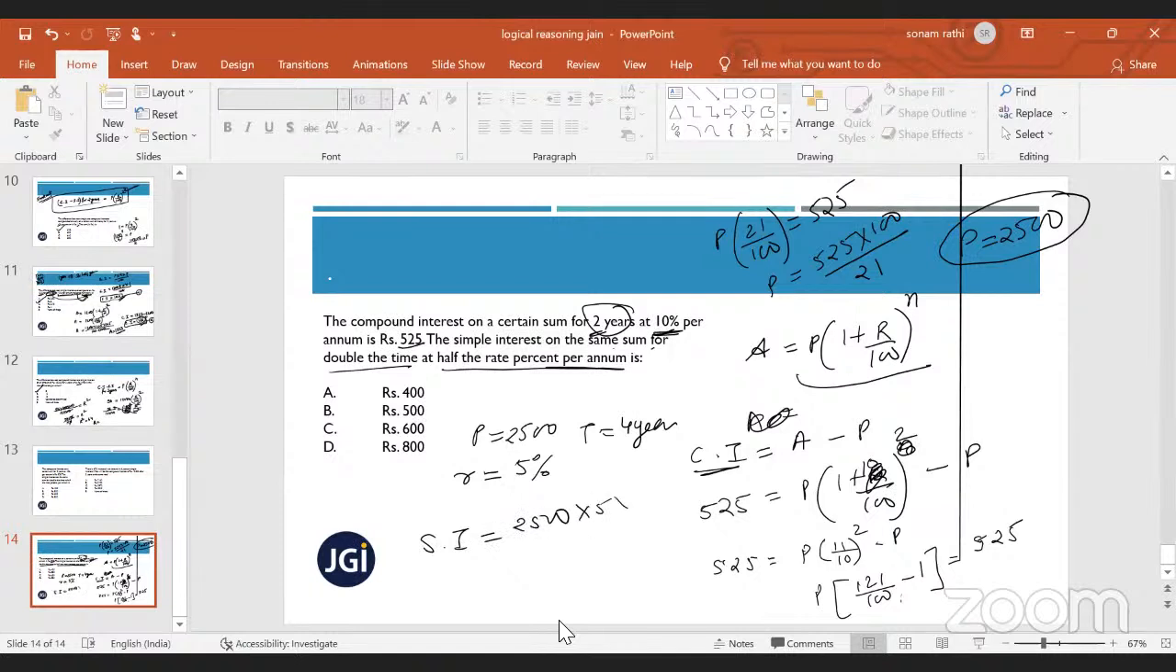2500 into 5 into 4 by 100. So 25 into 20. That is 500, option B. Option B. Yes or no, everyone?